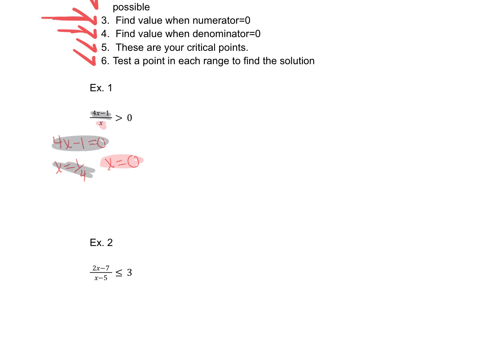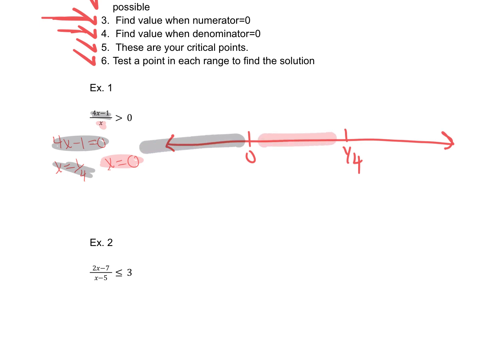Okay, so now we have our critical points, and now you're just going to do exactly what we did before. Our critical points are going to be at 0 and 1/4. And again, just like before, we've got 3 sections that we are testing. And again, paying attention here that greater than, with no equal sign underneath, means that we will have a soft bracket when we go to finish up with our graphing and with our interval notation.